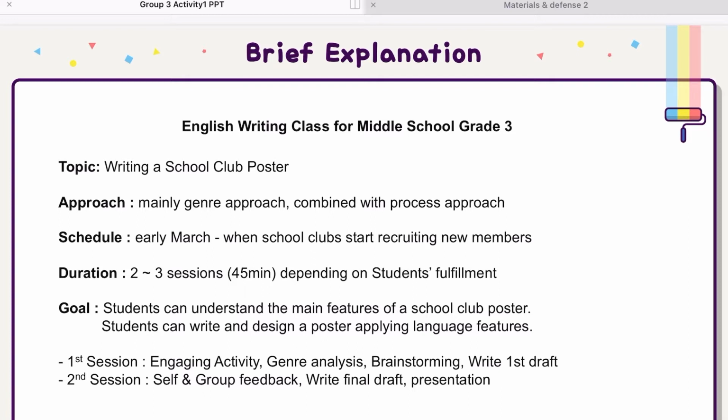And through these classes, students will be able to understand the main features of a school club poster, and they will be able to write and design a poster, applying some features that they will be taught. Then if everyone's all set, let me begin my lecture.